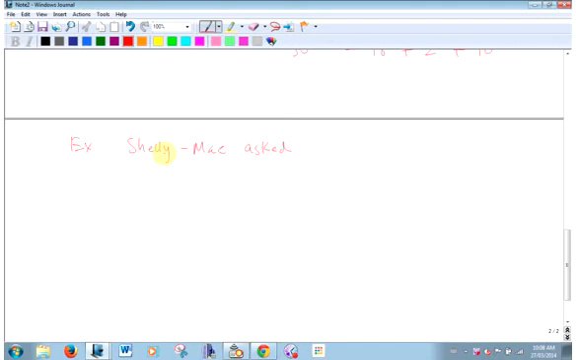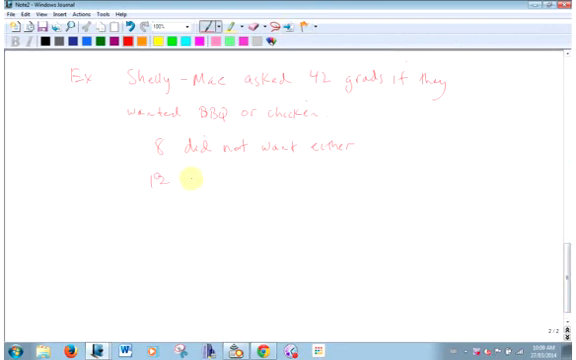Okay, now it's you. Shelley May asked 42 grads if they wanted barbecue or chicken, which doesn't really make any sense because it's the same thing. Whatever. Okay. 8 kids said, I don't want either, because they're vegetarian. 12 wanted barbecue.